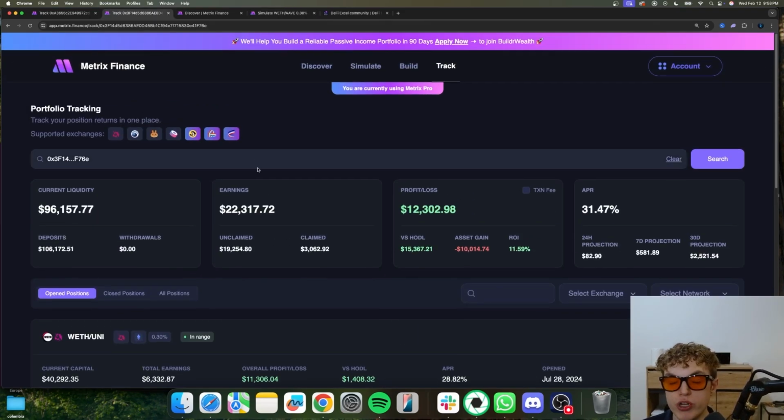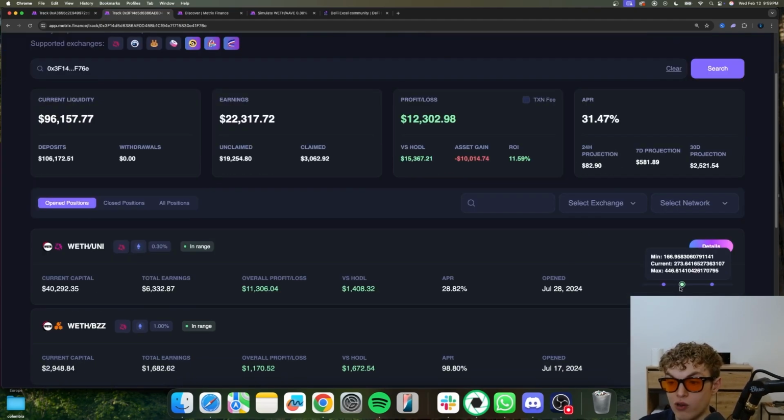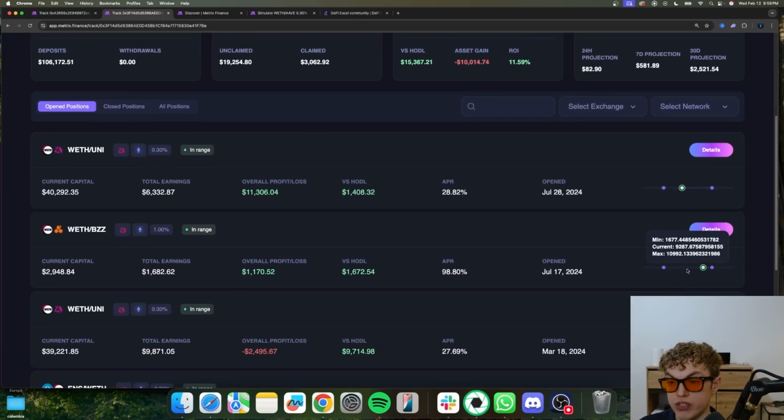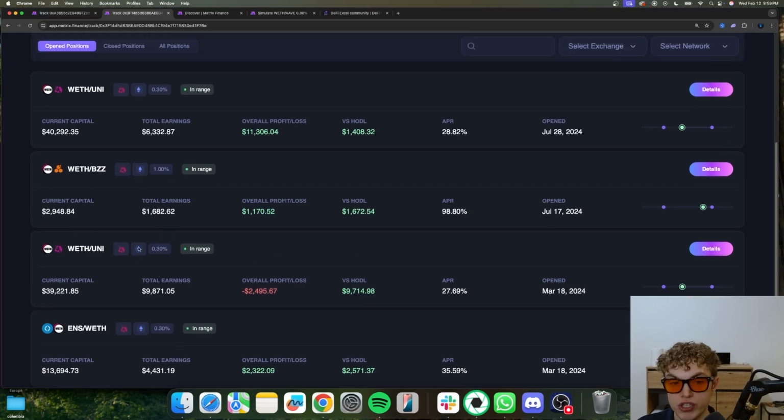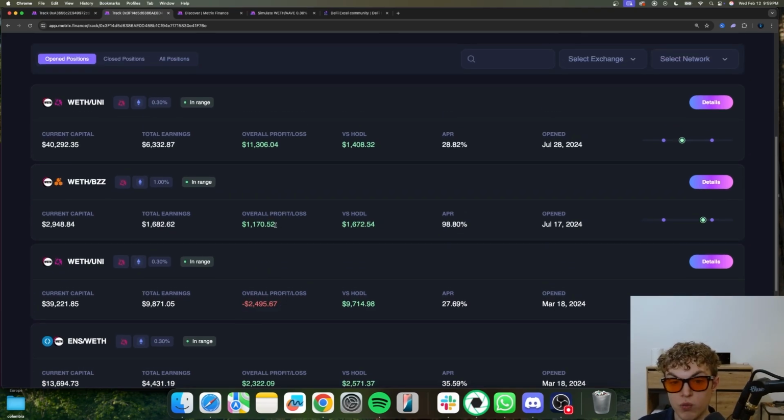And once you've deployed your assets, you can go over to the track section and input a wallet, and you can see a lot of information that's really important as a liquidity provider to view. You don't want to be using spreadsheets, etc. to track your versus HODL or your asset gain or depreciation or even your APR. But Metrics Finance, the tracking section, is all for you. You can also see how close you are to going out of range, if you're close to going out of range or not, and you can see which individual pools you're profiting on and which ones you're at a loss on.